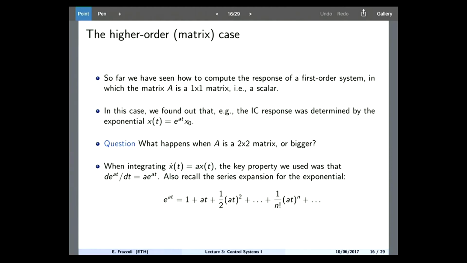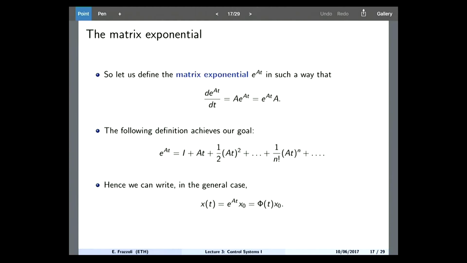Good, so what happens in the matrix case? What we would really like to happen is the following. We would really like to write this e to the power at, whatever that means, but now this is a matrix. Okay, let's keep going after the break. During the break, Julian will show you a demo with this cubelet.